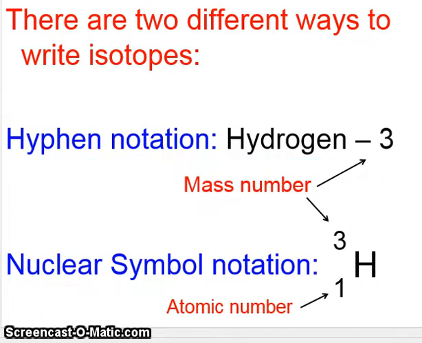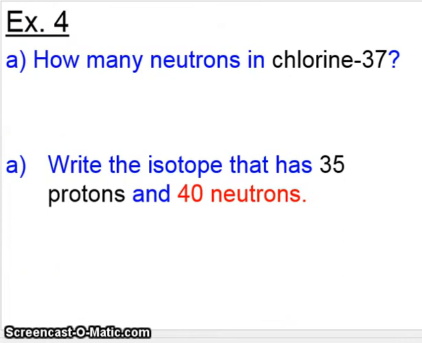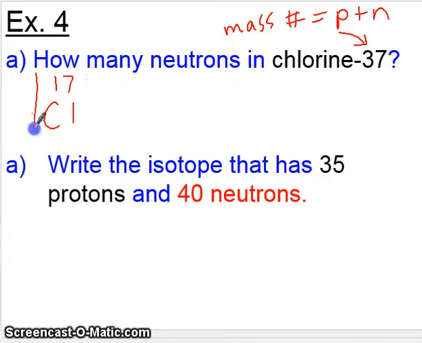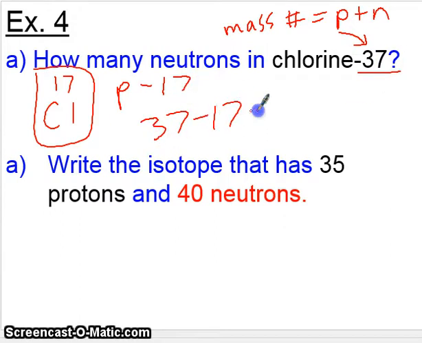So why don't we try an example? The first example says, how many neutrons do we have in chlorine-37? Well, this, remember, is the mass number, and this mass number is protons plus neutrons. So if you can find out how many protons chlorine has, we'll subtract to find the neutrons. For chlorine, if you take a look at the periodic table, you'll see that there's a 17 above chlorine, which means chlorine has 17 protons. Since it has 17 protons, and our total is 37, 37 minus 17 leaves us with 20 neutrons.